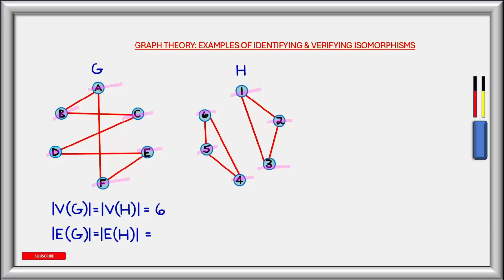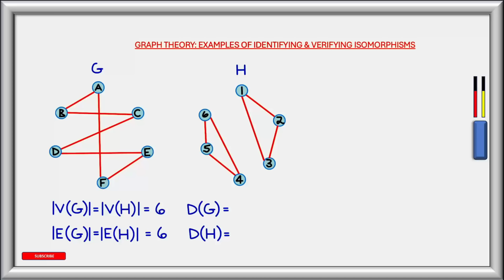Now moving on to the edge count, graph G has 1, 2, 3, 4, 5, 6 edges, and graph H has 1, 2, 3, 4, 5, 6 edges. And so the number of edges in each graph is the same and is equal to 6.